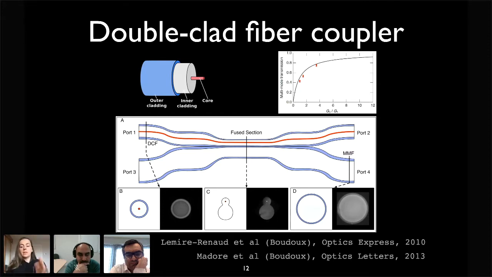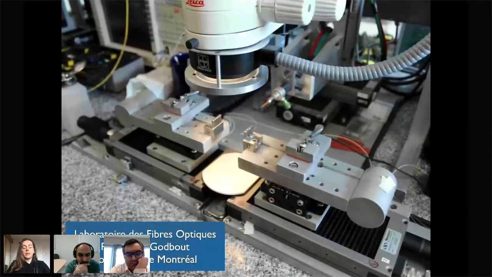So this was our invention, and we spent 3 years refining it. You see several papers from 2010, 2013. This is how it's done, and I can tell you how it's made, but then I'd have to ensure you keep privacy. So let's not discuss this too much, but this is the pulling, the fusion tapering system in Professor Godbout's lab, where you see, exactly in the center, the bright filament, the two fibers put together, and this is where the coupler is being made.